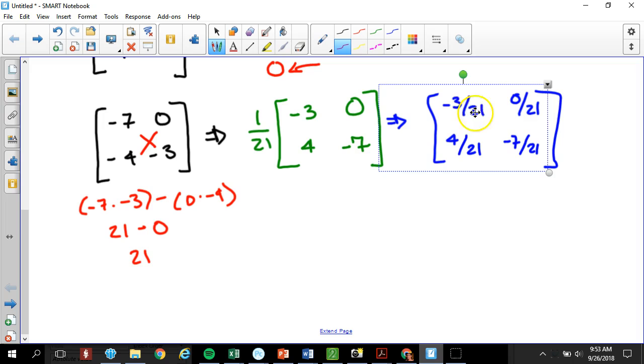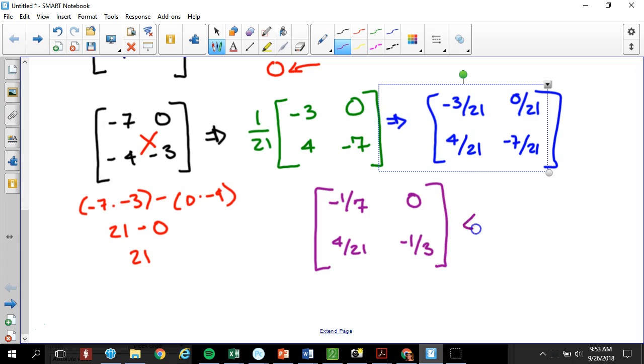Then I just need to reduce that. Negative 3 over 21 shares a 3, so it's going to get me negative 1 over 7. 0 over 21 is just 0. 4 over 21, they don't share anything, so I can't reduce it, so I leave it as 4 over 21. And negative 7 over 21, they share a 7, so that gets me negative 1/3. That's my inverse. Okay? That's not too bad.